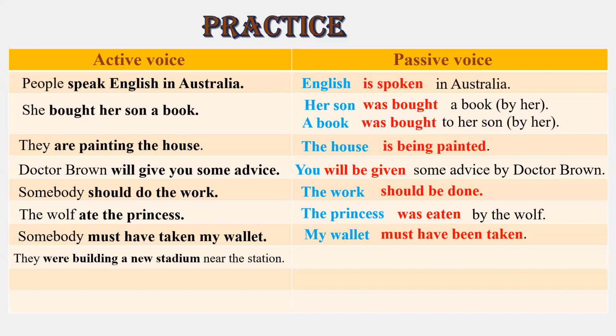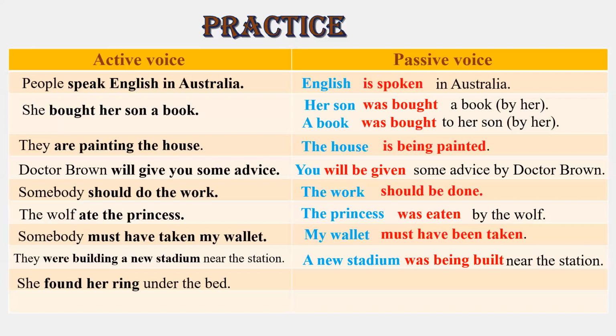They were building a new stadium near the station. They, subject, were building, verb in past progressive, and a new stadium is the object. So we start with the object. A new stadium, we're building, past progressive. So we put a new stadium was, and then being because it's the past progressive, and then the past participle form of the verb to build, which is built. Near the station.